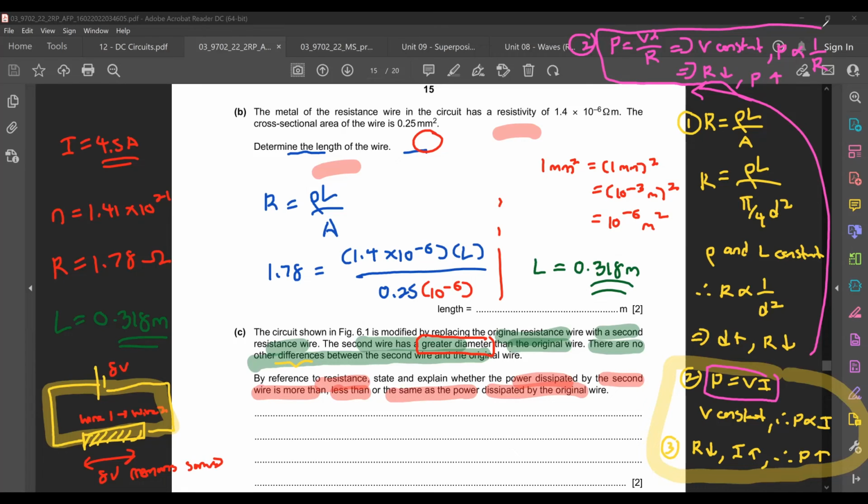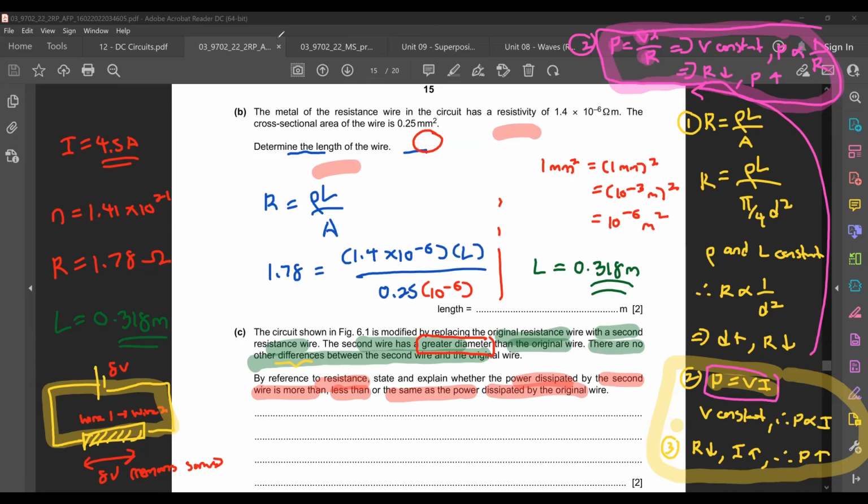Okay. The one that I just did in yellow over here, if you use P equals VI, you would actually still get back the same answer. But this one is a bit more tedious. It will be better if you tie it with the one in pink here. This one is actually a lot easier to see because there's a direct relation between my power and my resistance here. Okay, my V I know is constant.